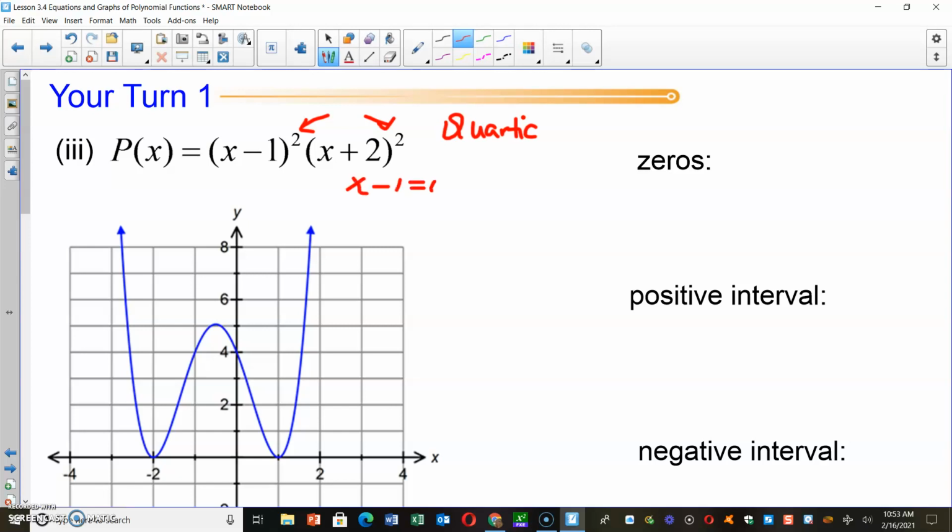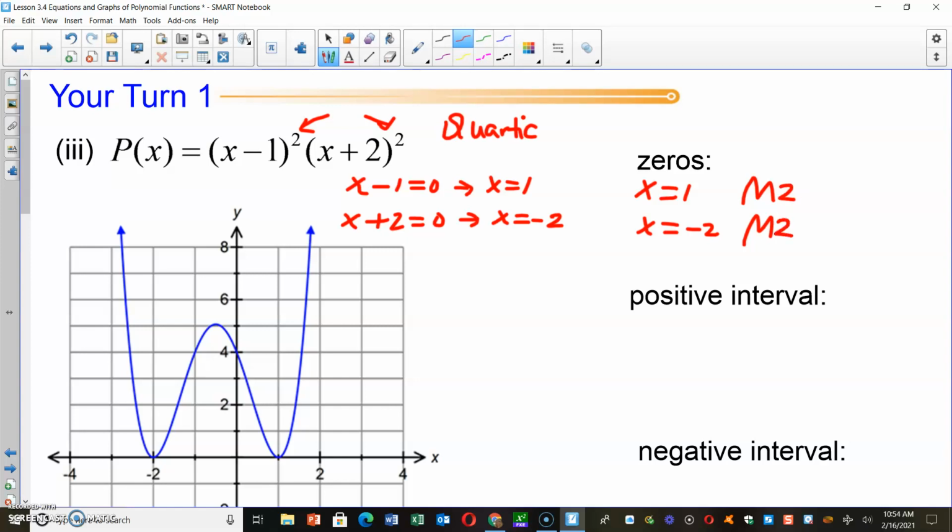So when I set x minus 1 equal to 0, I will get x equals 1. When I set x plus 2 equal to 0, I will get x equals negative 2. The zeros of the function are x equals 1, x equals negative 2, but we're also going to determine the multiplicity. The multiplicity is determined by the exponents. They both have 2, so I know the multiplicity is 2 for both.